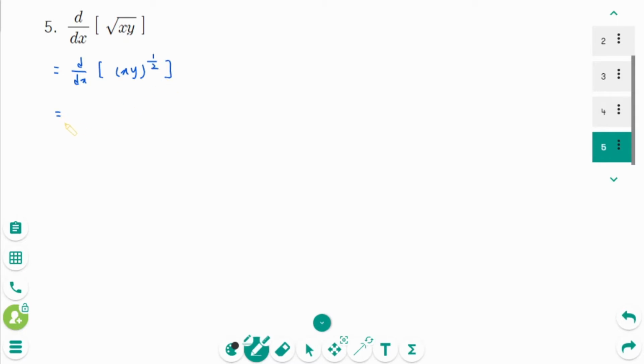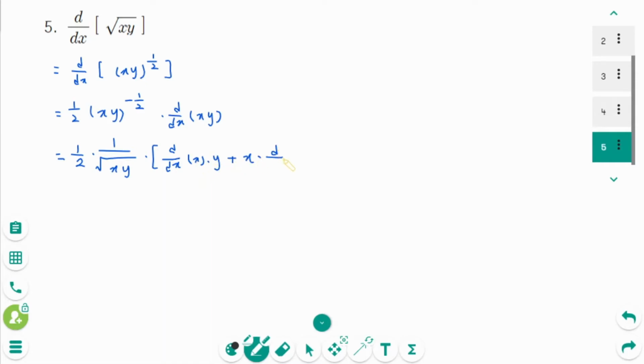Then we can differentiate the outer function first. 1 over 2 times x times y to the power of minus 1 over 2. Then back to the radical form, 1 over 2 times the square root of xy. Then use the product rule, d dx of x times y plus x times d dx of y equals 1 over 2 square root of xy.